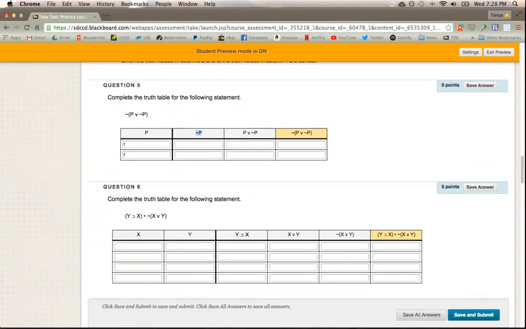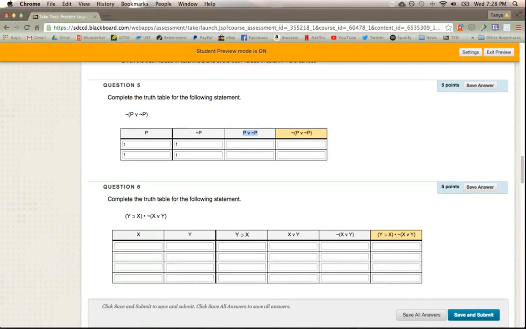How do we determine what goes in not P? Well, not P is the negation of P, so we have to look at the column for P, and we'll use our negation rule. The negation rule says if P is T, then not P is F. If P is F, then not P is T. Okay, let's look at our next column.